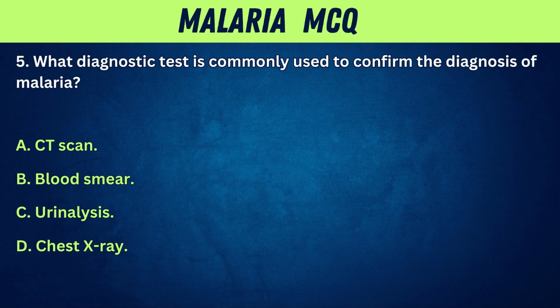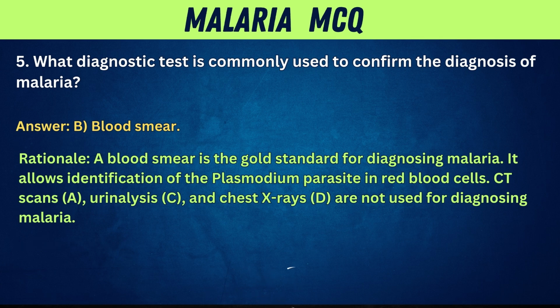5. What diagnostic test is commonly used to confirm the diagnosis of malaria? A. CT scan. B. Blood smear. C. Urinalysis. D. Chest X-ray. Answer: B. Blood smear. Rationale: a blood smear is the gold standard for diagnosing malaria. It allows identification of the Plasmodium parasite in red blood cells. CT scans, A, urinalysis, C, and chest X-rays, D, are not used for diagnosing malaria.